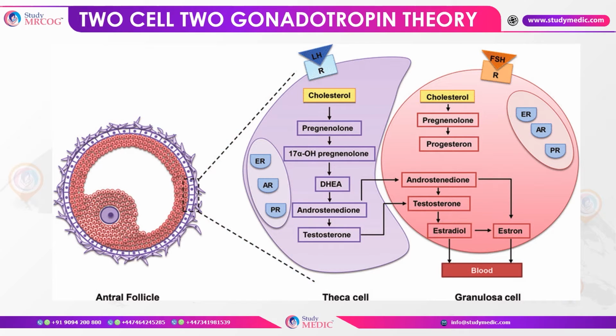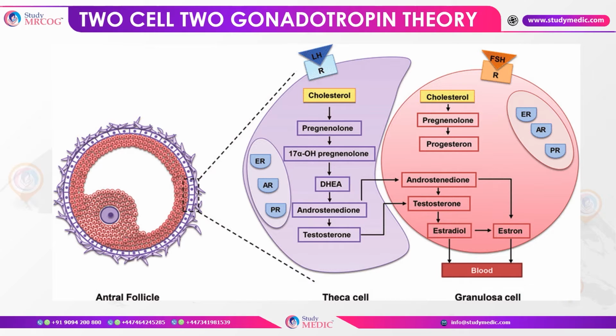Another endocrinology theory that we have to remember is the two-cell, two-gonadotropin theory. What does that mean? We have two gonadotropins, FSH and LH, and two cells, the theca cells and the granulosa cells. FSH acts on the granulosa cells, and remember the precursor for all this is cholesterol. So FSH acts on the granulosa cell and LH acts on the theca cells.